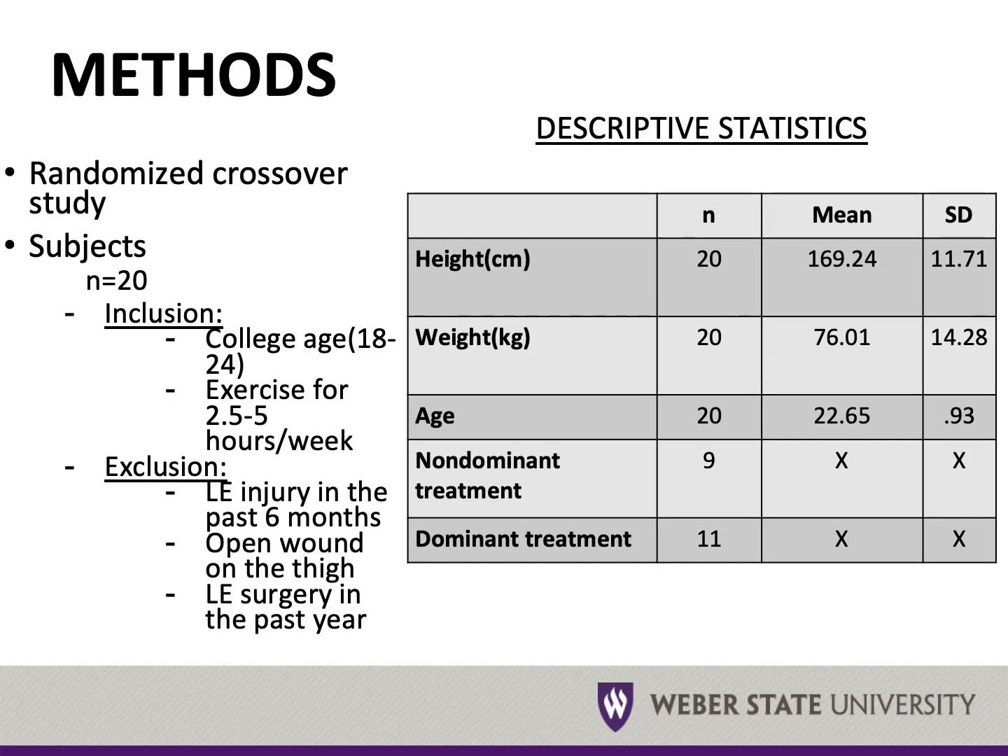A randomized crossover study was conducted at the University Biomechanics Laboratory, where 20 healthy, physically active, college-aged individuals participated. These college students ranged from 18 to 24 years old, with 22.65 years being the mean age. They were considered physically active because they exercised for 2.5 to 5 hours a week. These participants had not had a lower extremity injury in the past 6 months, an open wound on the thigh, or a lower extremity surgery in the past year.